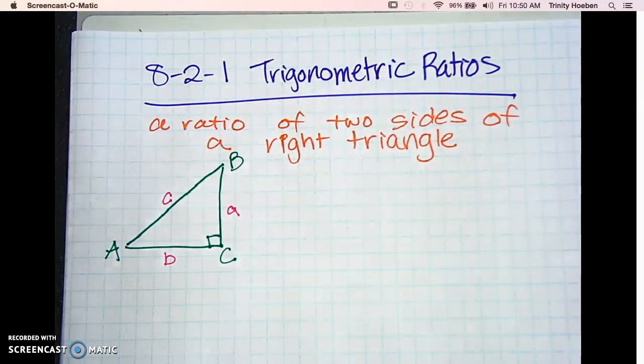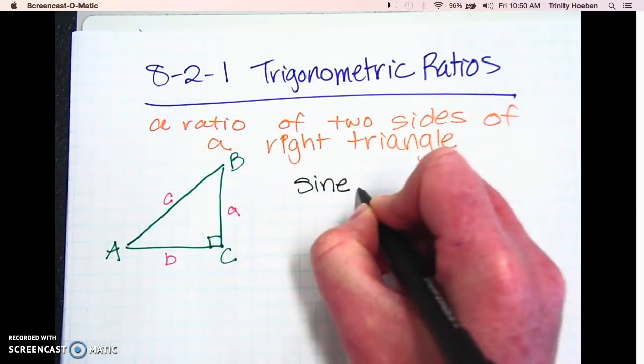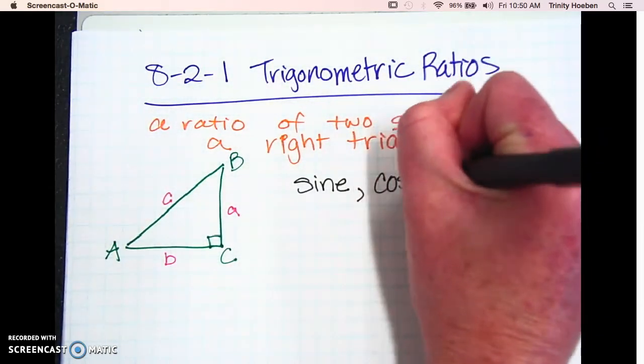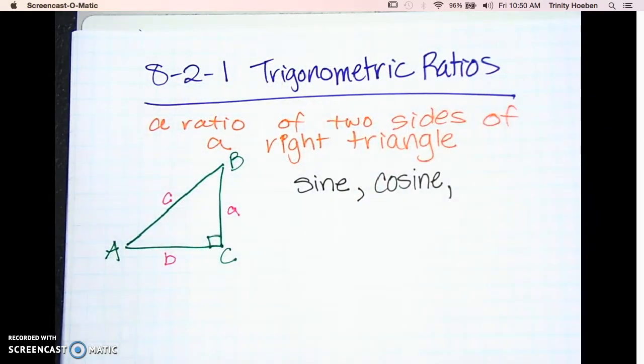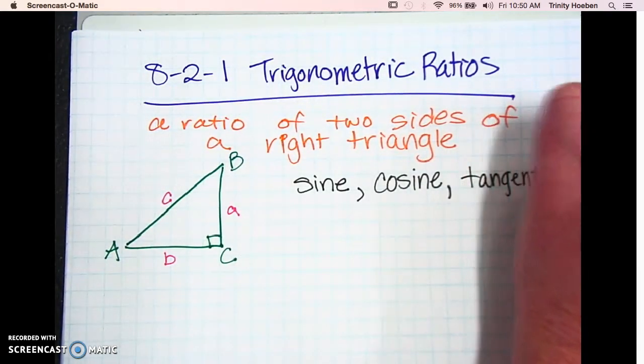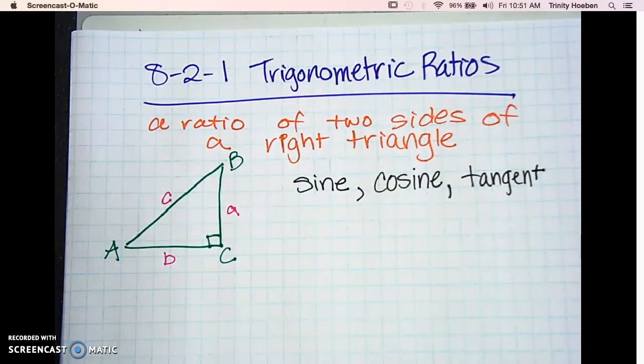Okay? So the three trigonometric ratios have fancy names. The first one is called sine, spelled S-I-N-E. The second one is called cosine, C-O-S-I-N-E. And the third one is called tangent, T-A-N-G-E-N-T. Okay? The good news is that all three of these words have shortcut words, and you may have seen them before on your calculator, right?